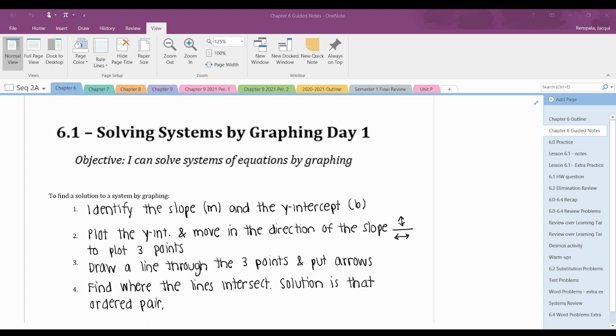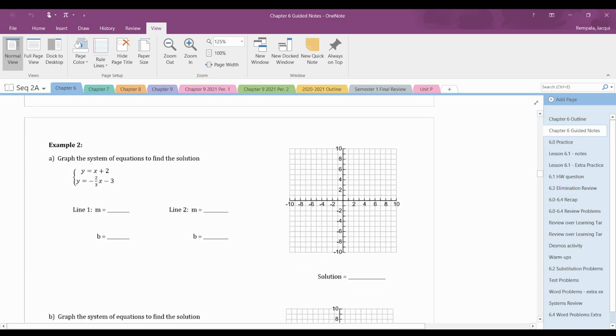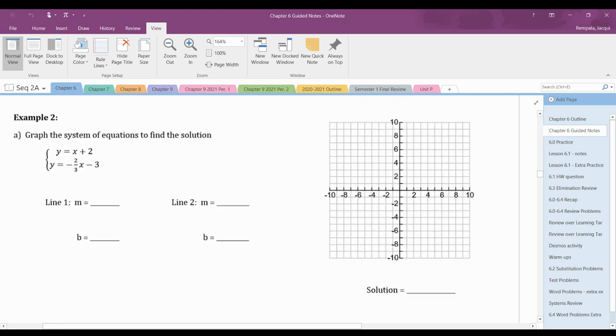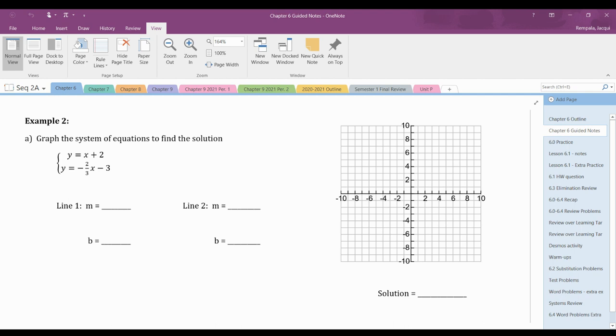And then once we have both of those lines on the same graph, we need to look to see where those lines intersect, because that ordered pair is the solution. So let's use this information and let's start graphing. Here I want us to graph this system. We've got y equals x plus 2 and y equals negative 2 over 3 x minus 3.